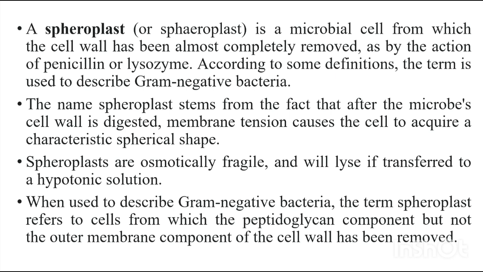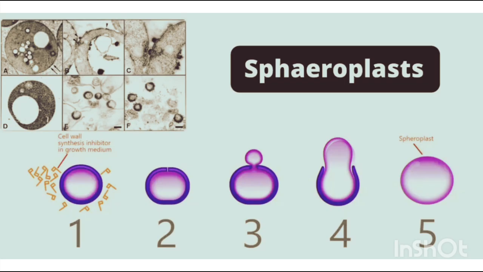According to some definition, the term is used to describe gram-negative bacteria. Actually, cell wall-less gram-negative bacteria. It is appropriate in case of gram-negative bacteria. The term spheroplast stems from the fact that after the microbe cell wall is digested, membrane tension causes the cell to acquire a characteristic spherical shape. So after the degradation of cell wall, the overall cell takes a characteristic shape.